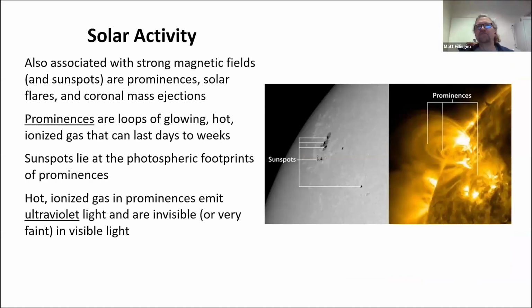Okay, so here's just a picture showing the ultraviolet light, where you can see these big loops and that hot ionized gas stuck on those big magnetic field loops. And they're very bright down here near the photosphere, but in visible light, what our eyes would see, those are sunspots, those are dark areas on the photosphere, and we don't see those big bright loops here in visible light, but we can see them in ultraviolet light.